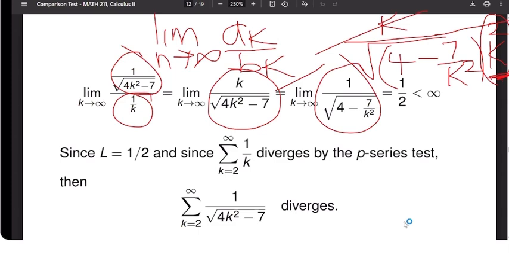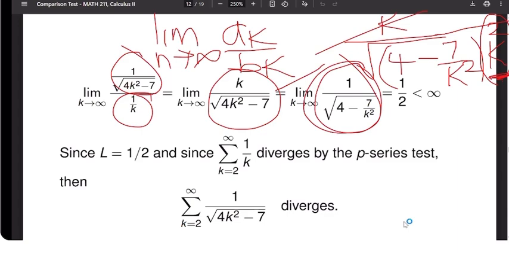Don't forget, what is the square root of k squared? k. That k will now cancel the 1 at the top. And the moment we have that, set k to infinity. What is 7 over infinity squared? 0. I'm going to be left with the square root of 4. What is the square root of 4? 2. Then I get 1 over 2.